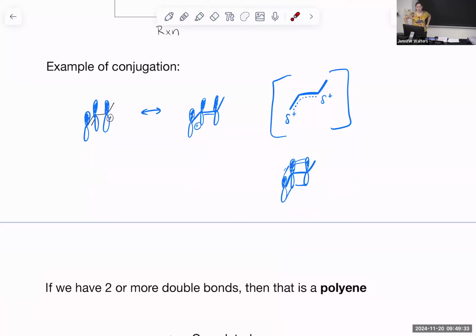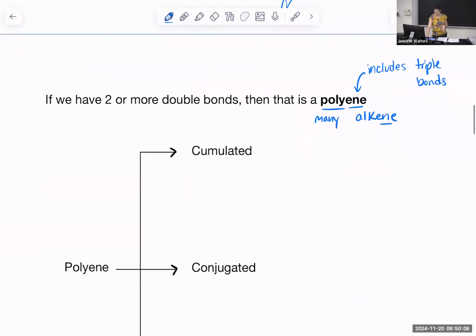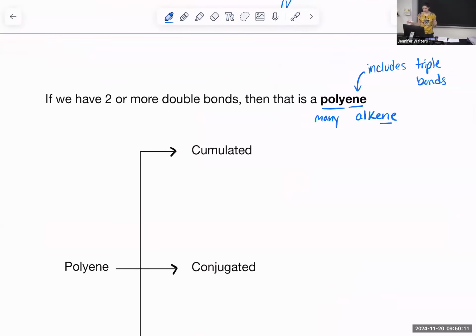So when we have 2 or more double bonds, we're going to be called a polyene. Poly meaning many, ene referring to our alkene, so double bond. Polyene is actually going to be a more general term, referring to if you have multiple double or triple bonds, we'll call them all polyenes. So it's just going to be describing anytime you get multiple pi bonds across multiple atoms.